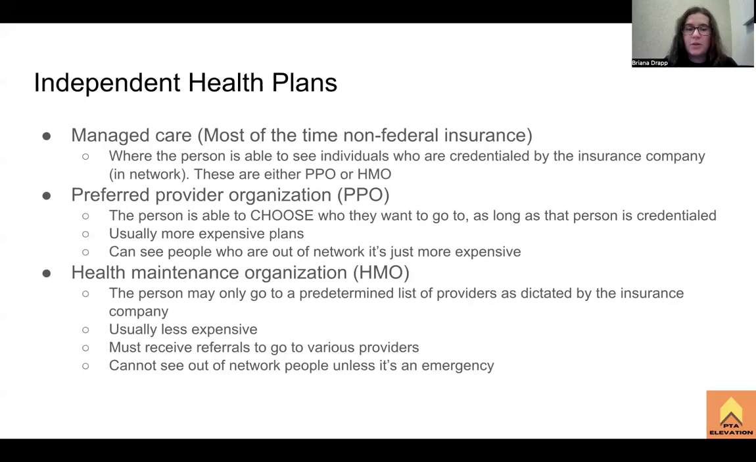But anyways, with HMO plans, they're usually going to be less expensive than a PPO plan, because if you want more freedom to do what you want, you have to pay more money.